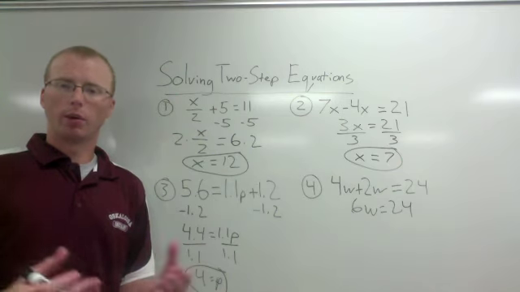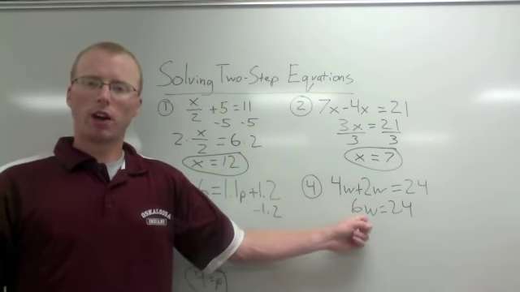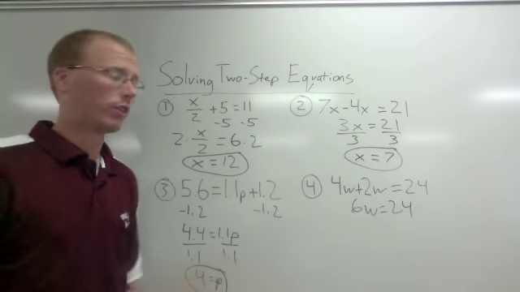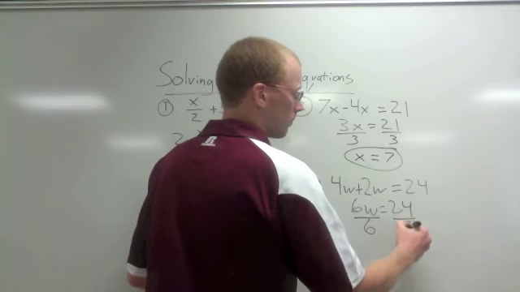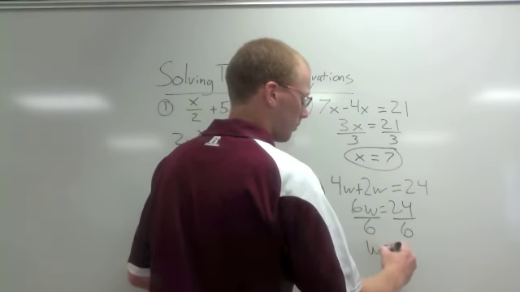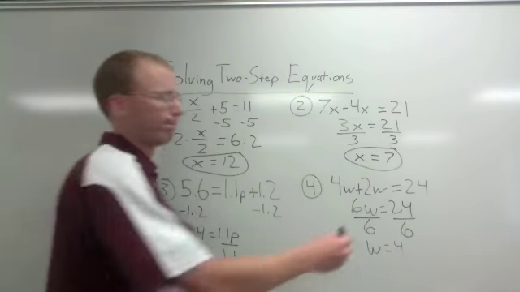Now we get 6w equals 24. To get rid of this 6, we can divide because we're multiplying right here. We want to do the opposite operation. We get w equals 4.